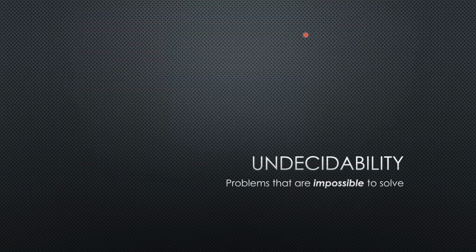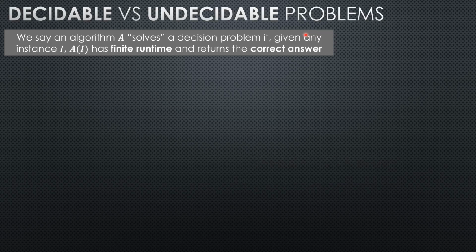Now we're going to move on to the final topic in the course, which is undecidability. This is a complexity class that consists of problems that are not just difficult to solve in some time, they're actually impossible to solve in finite time. Okay, so let's try to understand what undecidability is, what the undecidable class of problems are, what the decidable class of problems are. So first of all, decidability or undecidability only talks about decision problems, right, as the name might suggest.